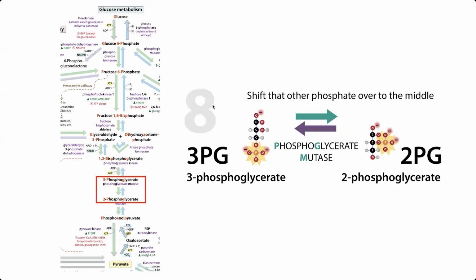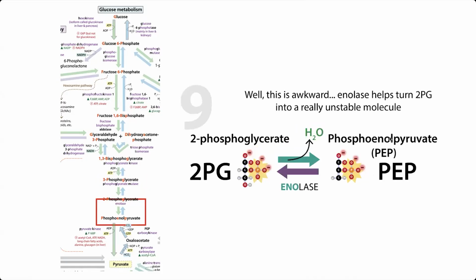Now we're left with this 3-phosphoglycerate, and we're going to do another isomerization. This one is going to involve phosphoglycerate mutase. And so phosphoglycerate mutase is going to take this phosphate group and just shift it to the center position. This might seem kind of weird, but it's going to set us up for the next step. And so we're just shifting this phosphate group to the middle, and this is going to free up here. It's going to then set us up so that enolase can do a dehydration reaction.